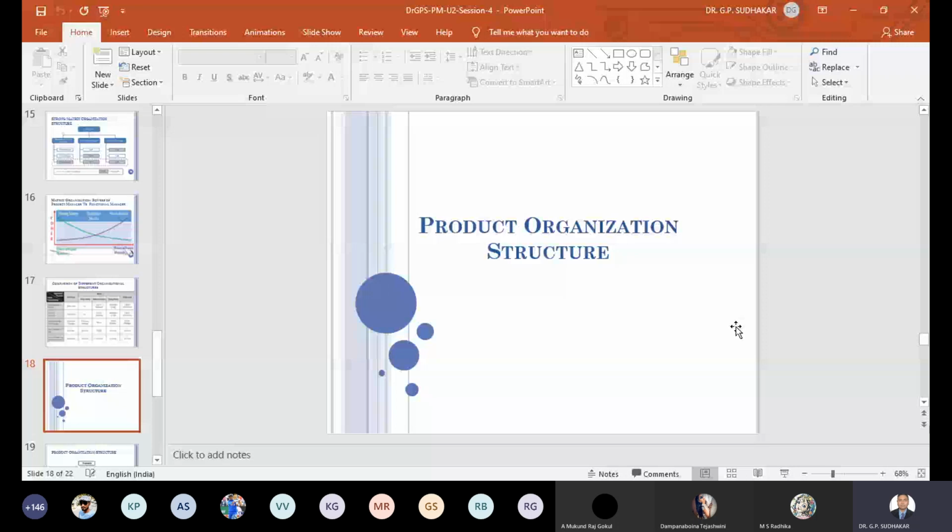Product organization structure example means different products are there, right? Each product will have its own manufacturing department, its own R&D department, its own marketing department, its own finance department. Take, for example, Eicher Motors. You know it, right? They are into two-wheelers. They manufacture Royal Enfield, right? Eicher Motors, Royal Enfield.